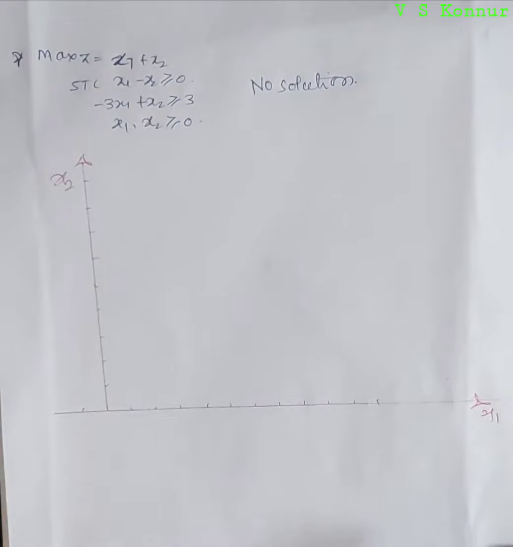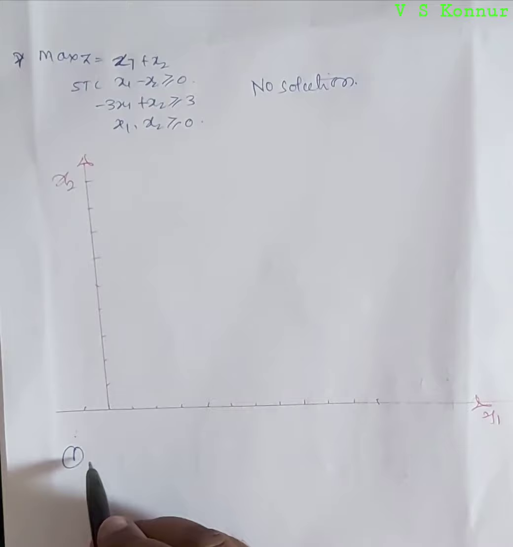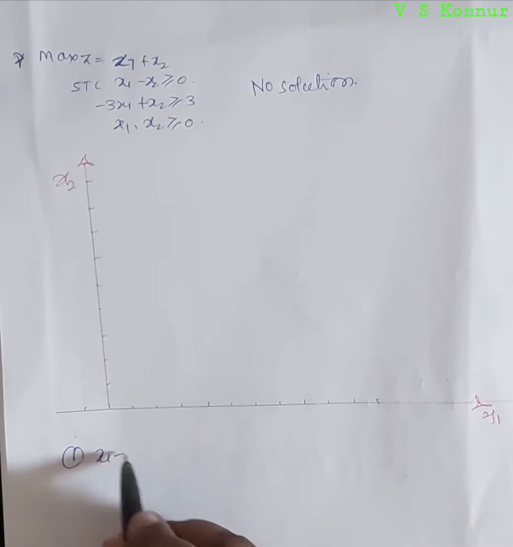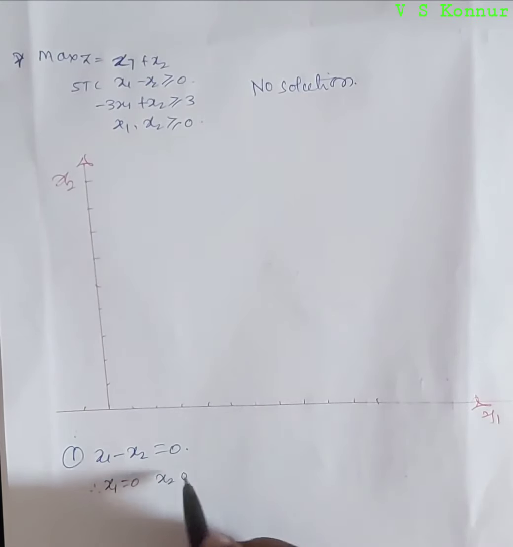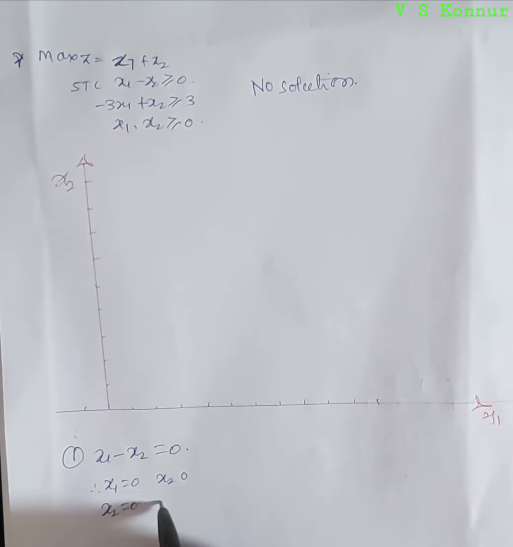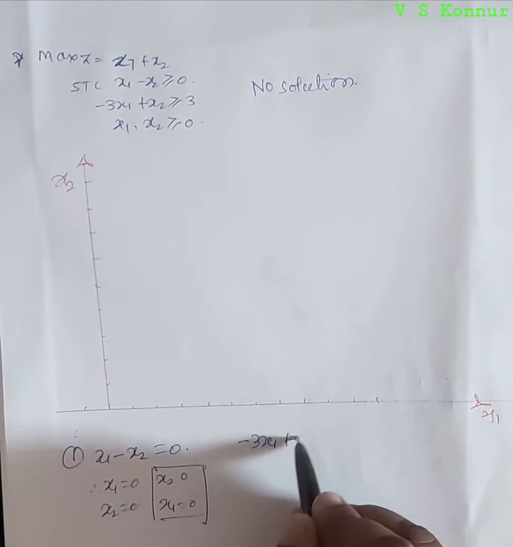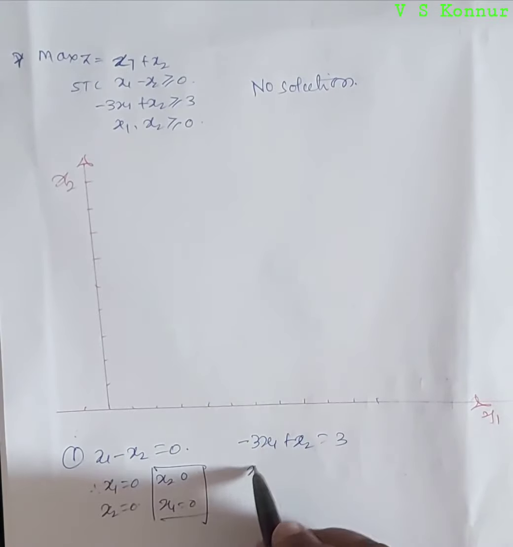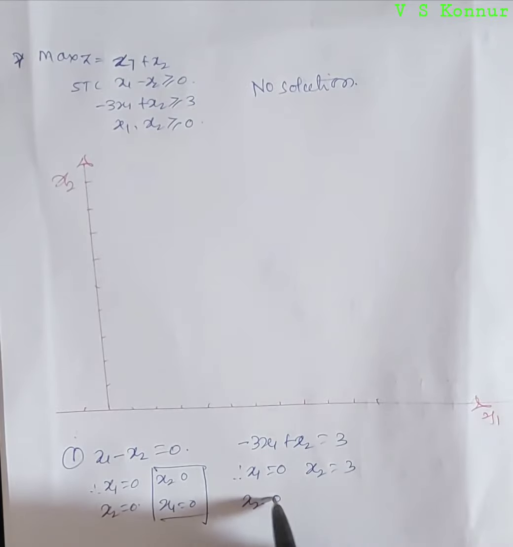Next one, no solution type of problem. Once again, we'll take the first constraint, x1 minus x2 is equal to 0. When we put x1 equal to 0, x2 equal to 0. When you put x2 equal to 0, x1 equal to 0. First line 0. Then second is minus 3x1 plus x2 is equal to 3. Put x1 equal to 0, x2 equal to 3. Put x2 equal to 0, x1 equal to minus 1.